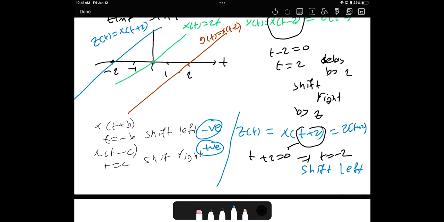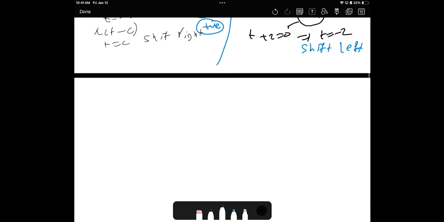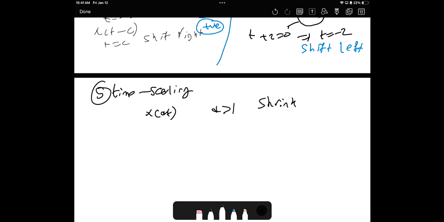Now another property is called time scaling. Time scaling, if we have x of at, depending on a, if a is larger than 1, then you will shrink the waveform. If a is less than 1, you will expand.